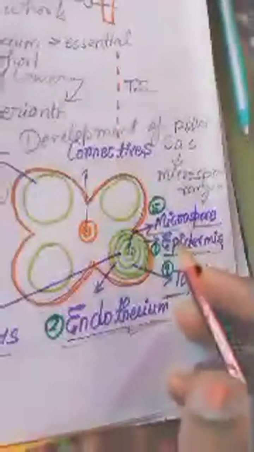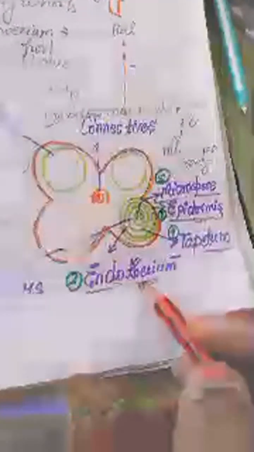and a single layer innermost. It is a tapetum. Then, the matured anther wall shows an outermost single layer epidermis followed by a layer of endothecium.